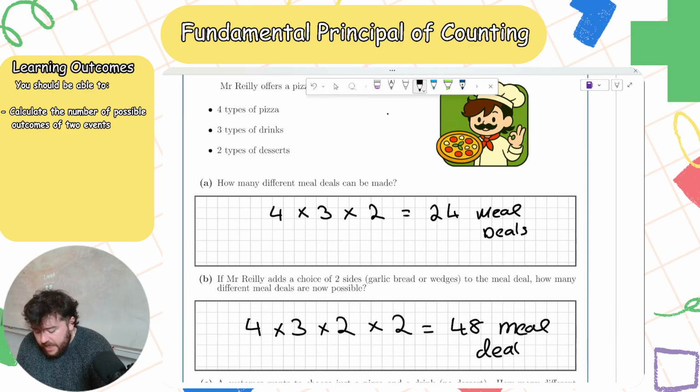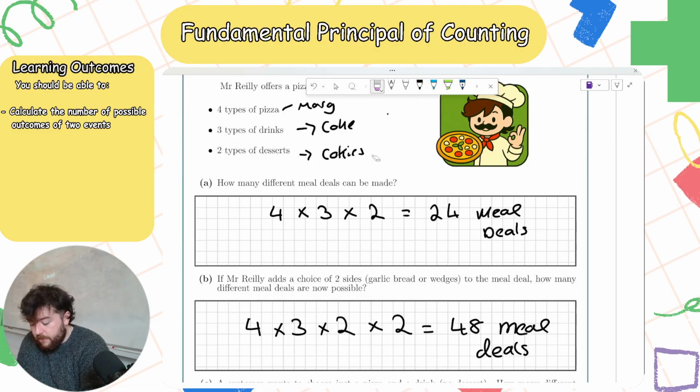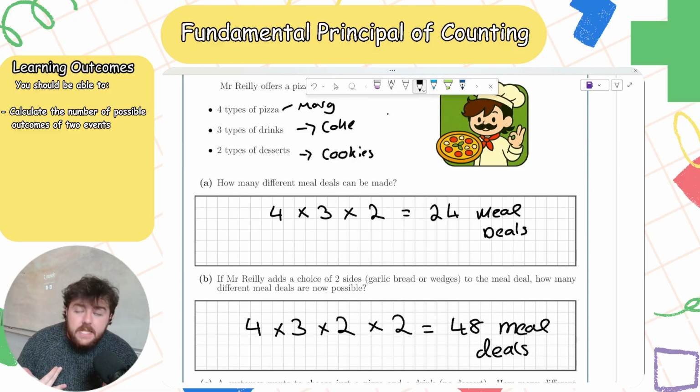So what does that mean? So I could get a margarita pizza, I can get Coke, and I can get some cookies. Or it could mean I can get a pepperoni pizza, a Fanta, and a tiramisu. I don't know what pizza places offer.